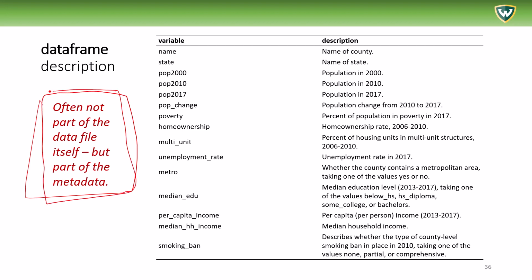Okay, so this doesn't often come with the same file. It's a separate file or separate source of information, but it's very important so we know what the things mean. What's pop 2000? Is it population? What's pop change? How is pop change measured? Is it the population change from 2010 to 2017, or 2016 to 2021, and so on? So each feature needs to have an explanation of what it was, how it was collected, and how it's measured.